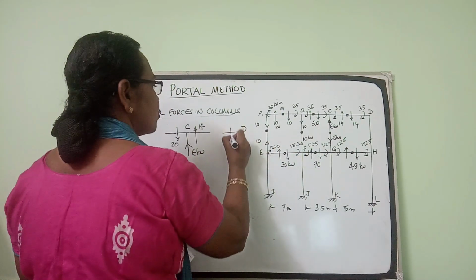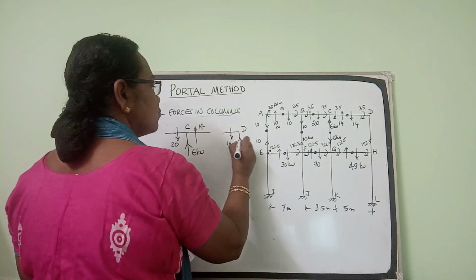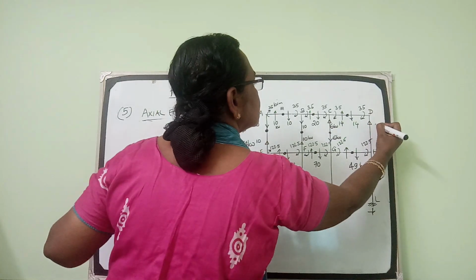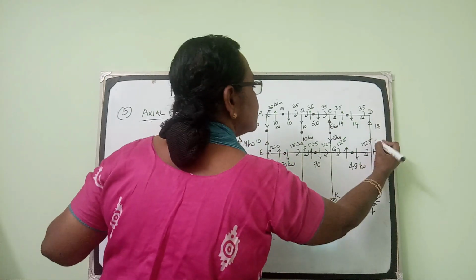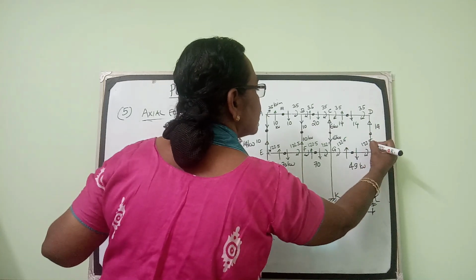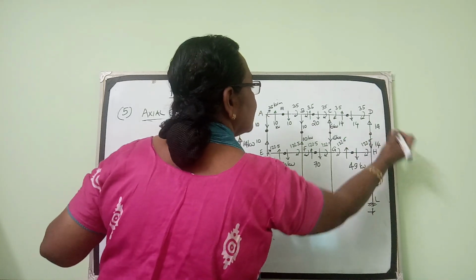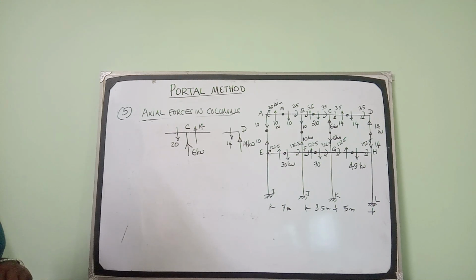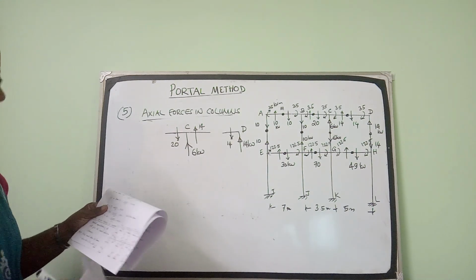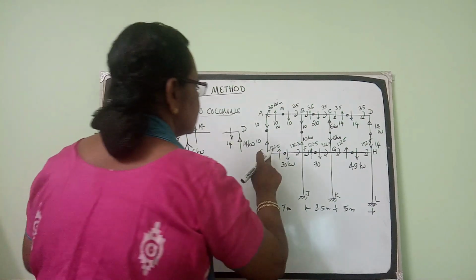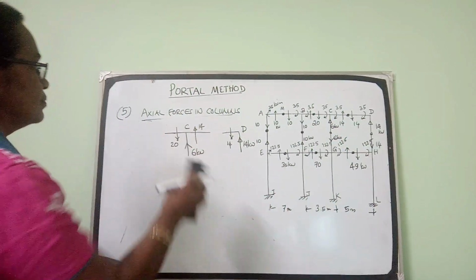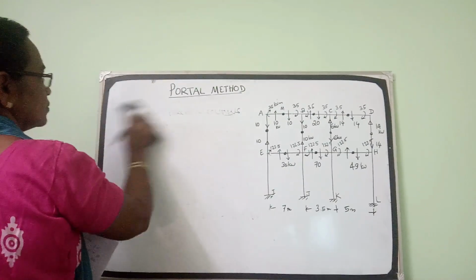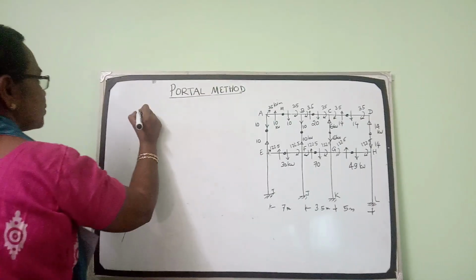Coming to joint D. Joint D, 14 kilonewton is acting downward. So the column force should be equal to 14 kilonewton upward. So this column force is 14 kilonewton upwards. So here at this point, it will be 14 kilonewton downwards. So thus we got the axial forces in all the columns in the top story. Now coming to the bottom story columns.